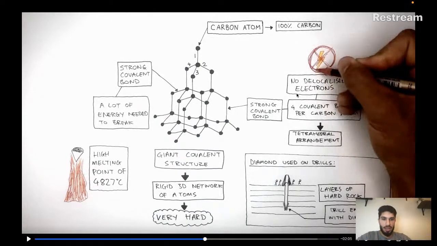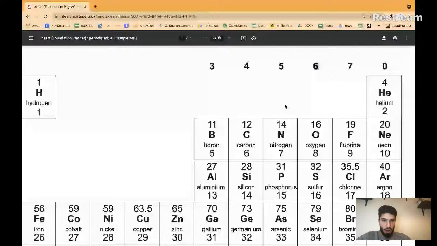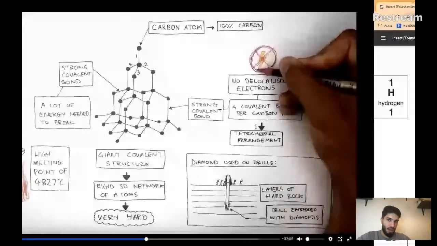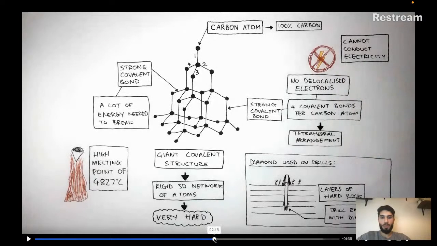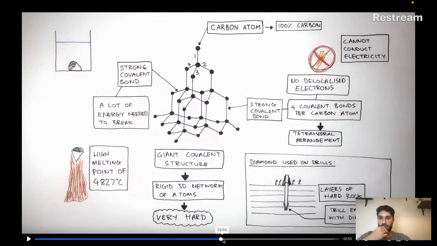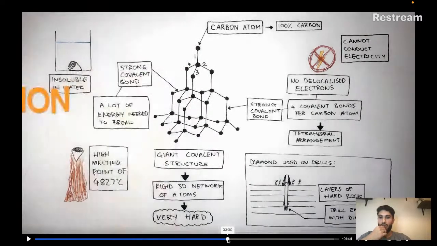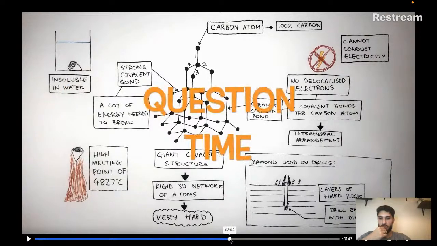Why are there no delocalized electrons? Because carbon is in group 4. Carbon has 4 electrons in its outer shell, and there are 4 covalent bonds where each electron is involved in a covalent bond. So there are no delocalized electrons. Diamond has no delocalized electrons, so cannot conduct electricity. Last point about diamond. Diamond is insoluble in water, so it does not dissolve.